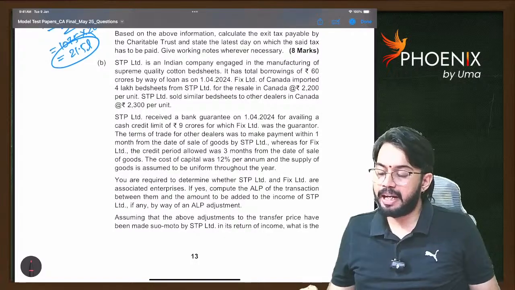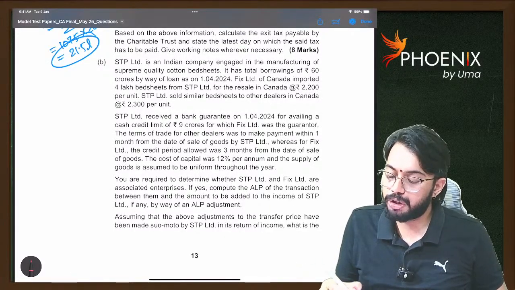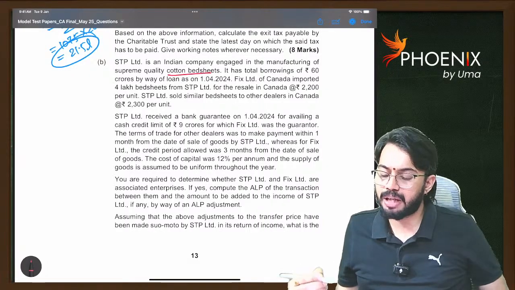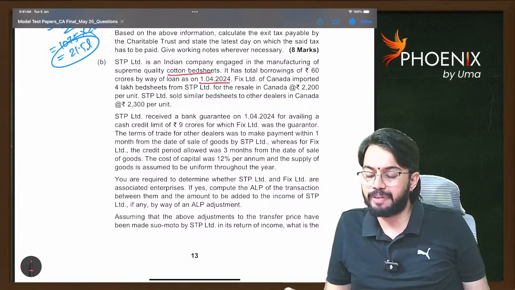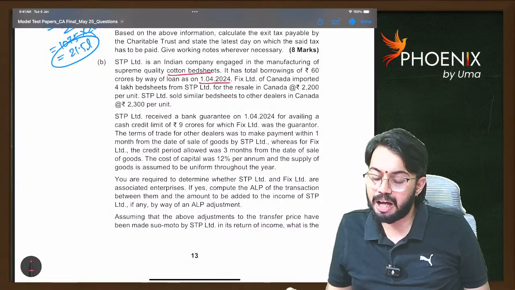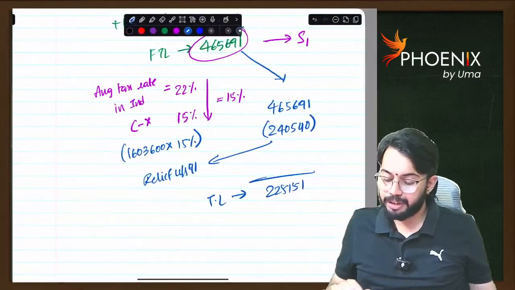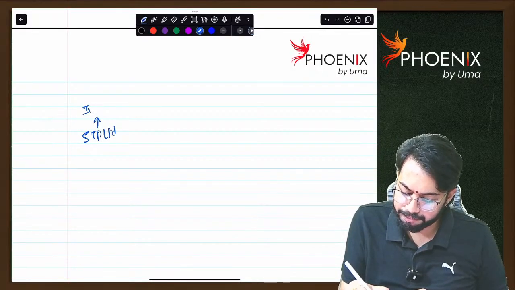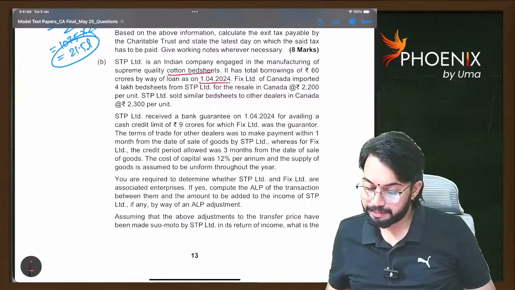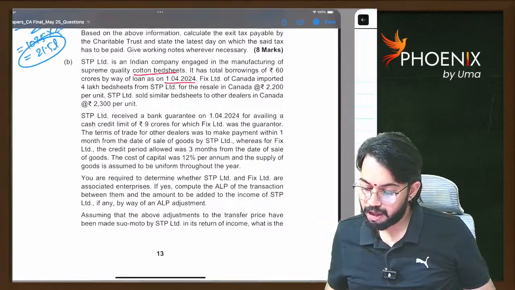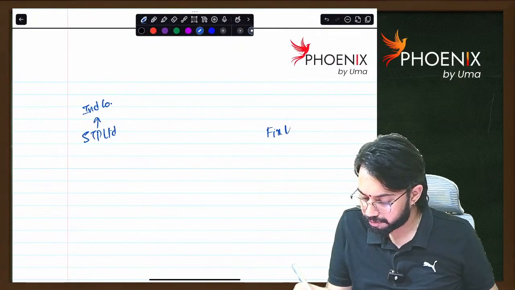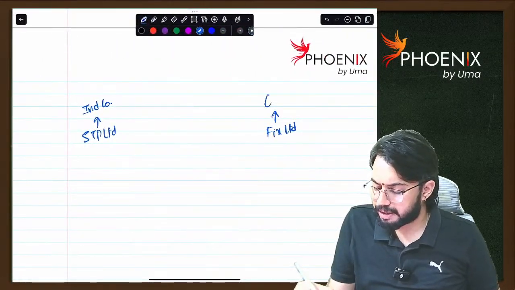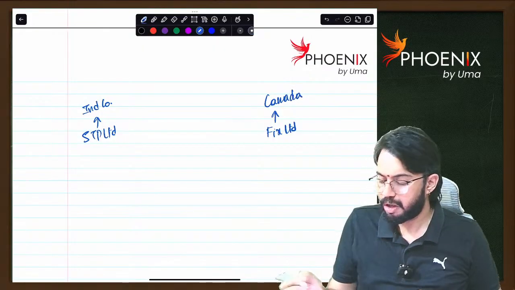STP Limited is an Indian company engaged in manufacturing of supreme quality cotton bed sheets. It has borrowing of 60 crores by way of loan as on 1st April 2024. Fix Limited of Canada imported 4 lakh bed sheets. So there are two companies: STP Limited, an Indian company, and next there is Fix Limited, a Canada based company. Okay.